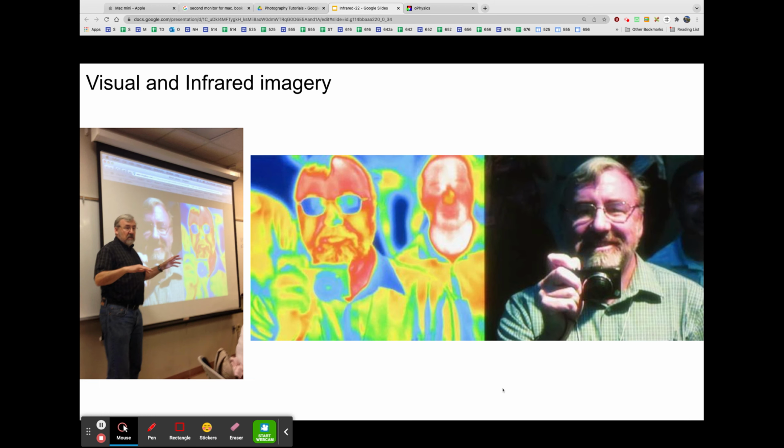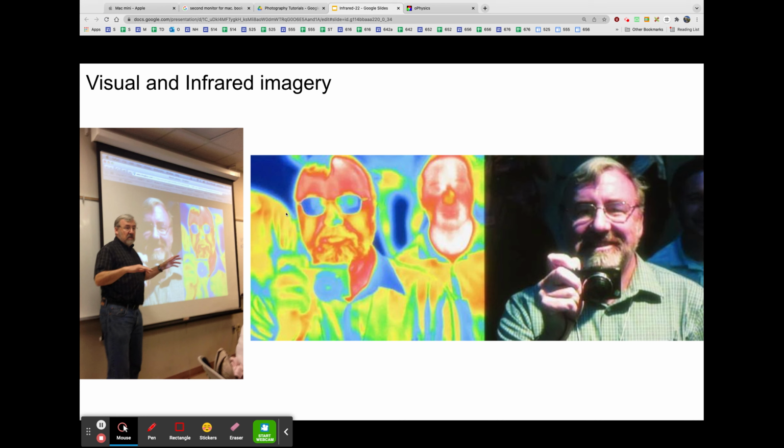So here's just an example of visible light versus infrared. One of the big differences you'll notice is the glasses. Notice that the glasses here are cooler than my face. And so what's happening is the face is emitting infrared radiation, whereas the glasses seem to block the infrared radiation. We can see that right there.